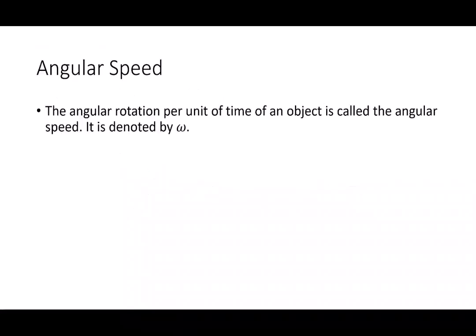Angular speed looks at the rotation of the angle. So the angular rotation per unit of time of an object is called the angular speed. It's denoted by the Greek letter omega. Omega is equal to theta over t, so again we're doing a comparison to time. This time, instead of looking at the distance, we're looking at the angle.